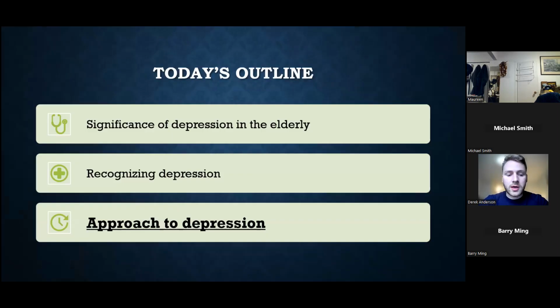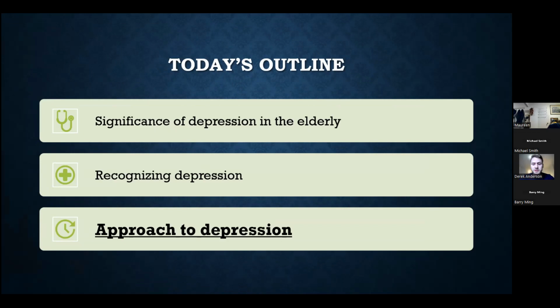Okay, so this brings us to the final portion of the presentation, which is going to be focusing on an approach to depression. So now we went over a bit of initially the significance of depression in the elderly, so why we're talking about it, its prevalence, and the importance of it. And then we went into some of the signs and symptoms for depression, as well as hopefully underscoring the fact that depression is not a normal part of aging. So once again, that's one of the main takeaway points here. If you or anyone else that you know may be experiencing any of these signs and symptoms, once again, please reach out to a healthcare professional.